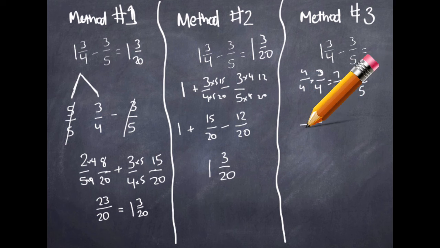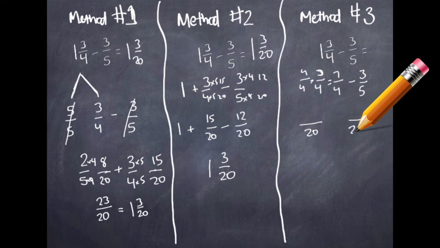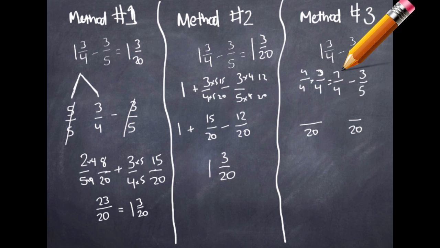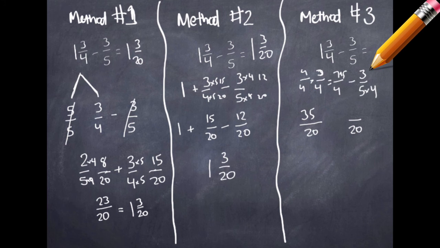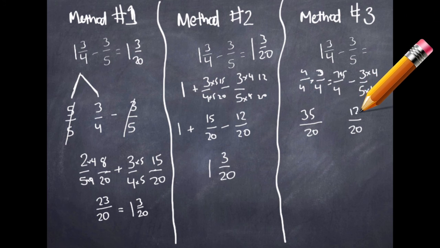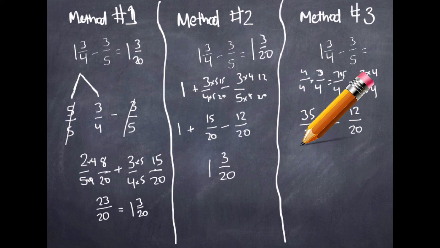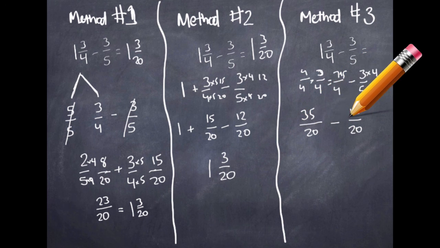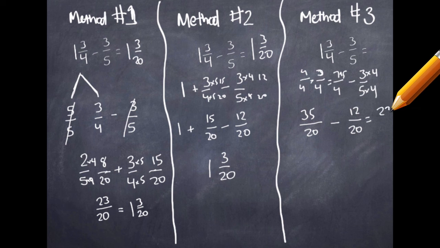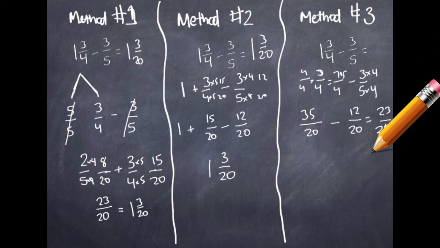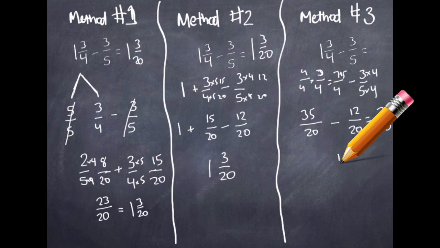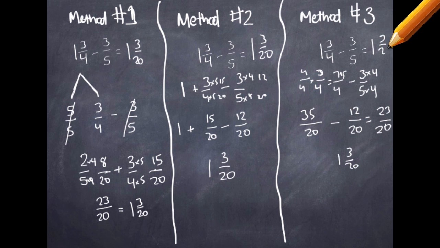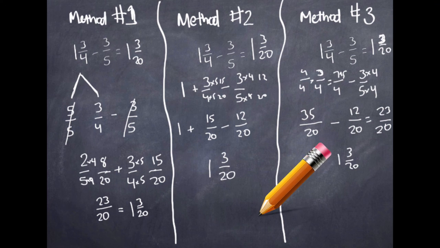So if I'm going to change these two to something out of 20, 4 times 5 would give me 20, 7 times 5 would be 35, 5 times 4 would give me 20, 3 times 4 would give me 12. So I have 35/20 minus 12/20. And when I subtract those two, I'm going to get 23/20, which is the same thing I had over here, which is still going to equal 1 3/20. Sorry, my 3's aren't turning out real good, but you get the idea.